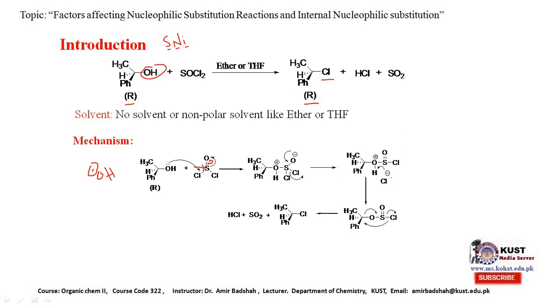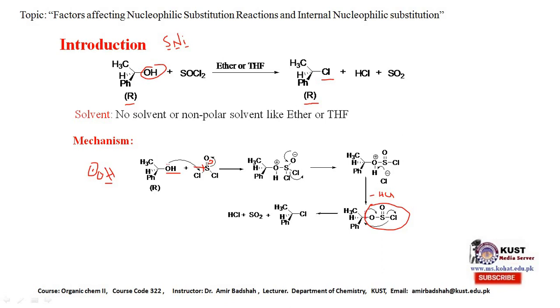When this chlorine leaves as a leaving group, it will abstract hydrogen from oxygen and be changed into HCl and removed, and we will get this species. After getting this species, this oxygen, which was in the form of OH and was considered a bad leaving group, has now been converted into a good leaving group, and it can be easily removed.